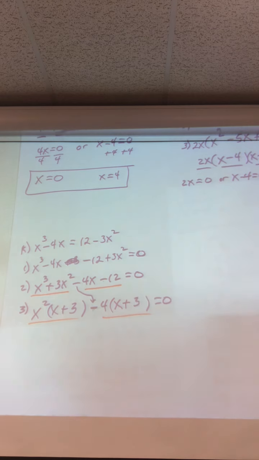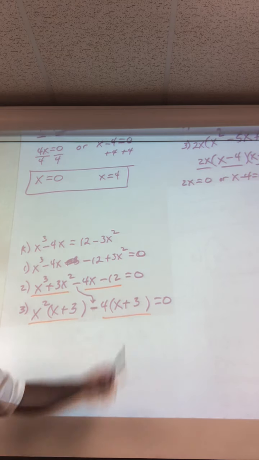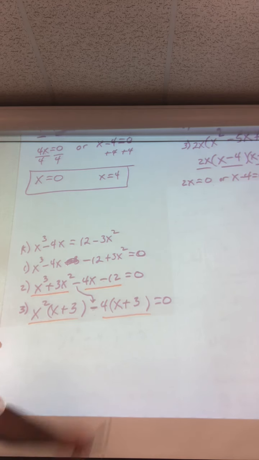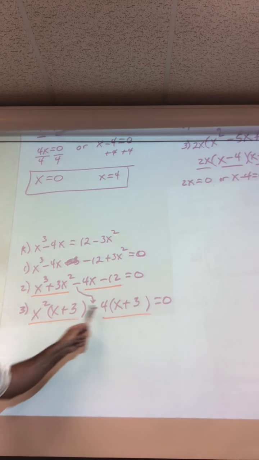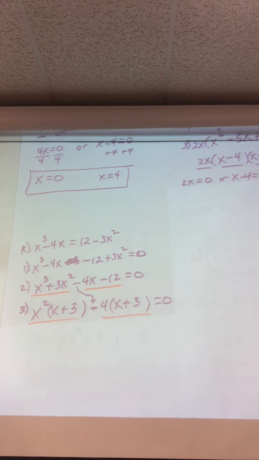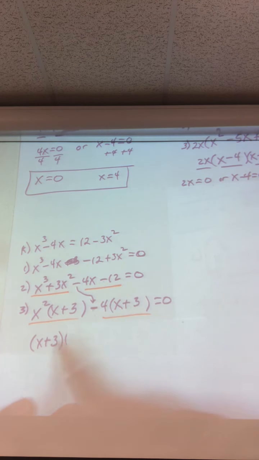Equals 0. Now remember, the next step in grouping says, if you have a common binomial, grouping works. We do. The common binomial is x plus 3. So I'm going to take the x plus 3 out of both of these terms, out of this term and this term.